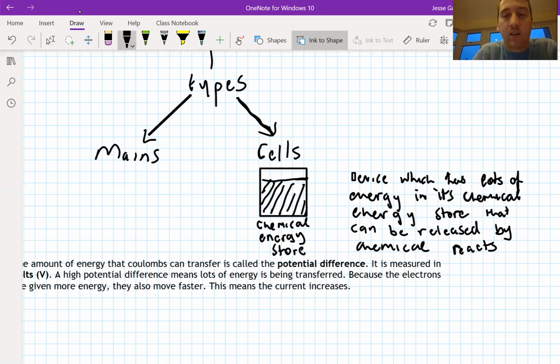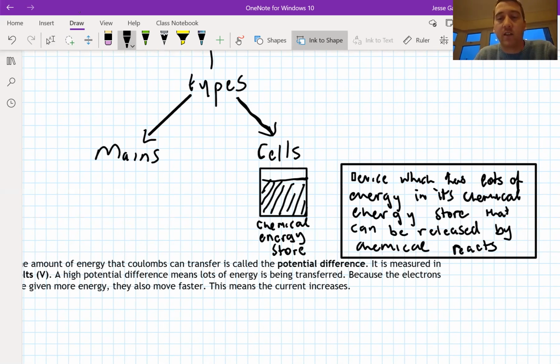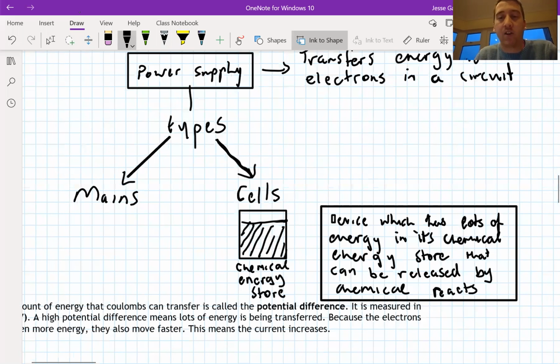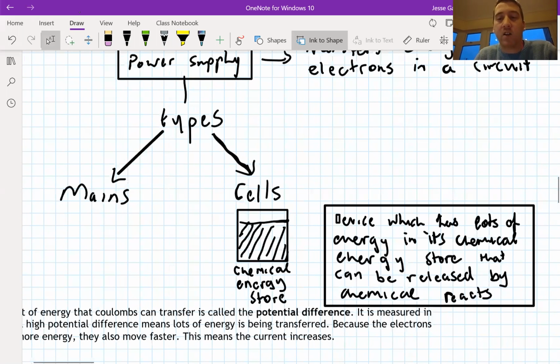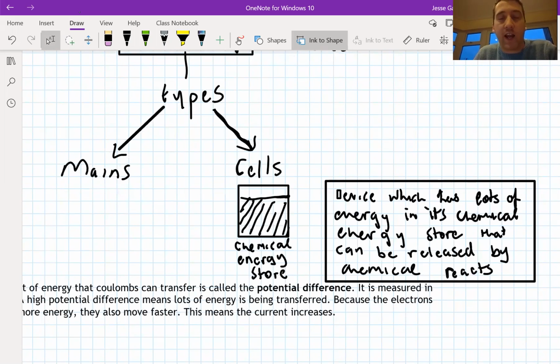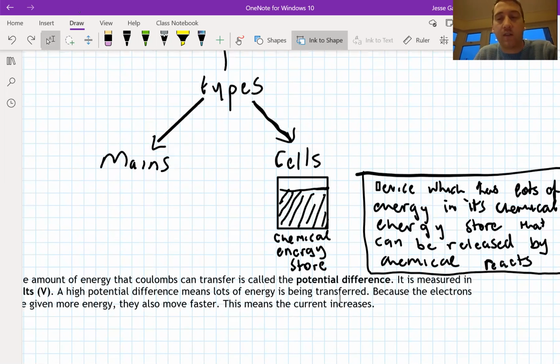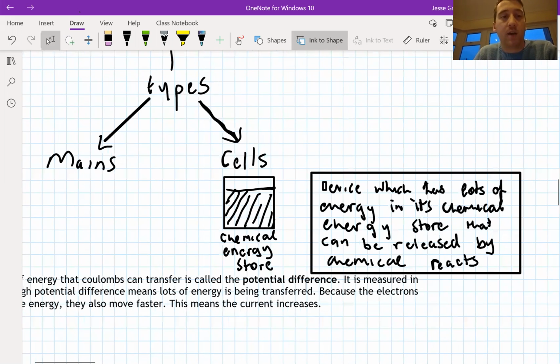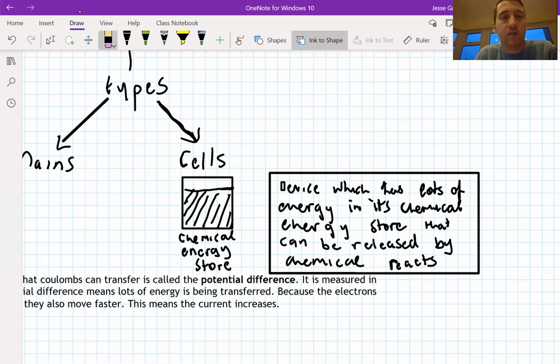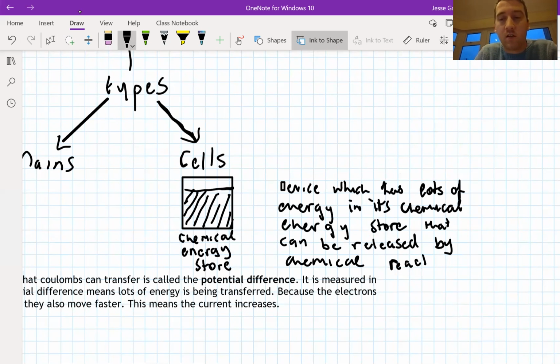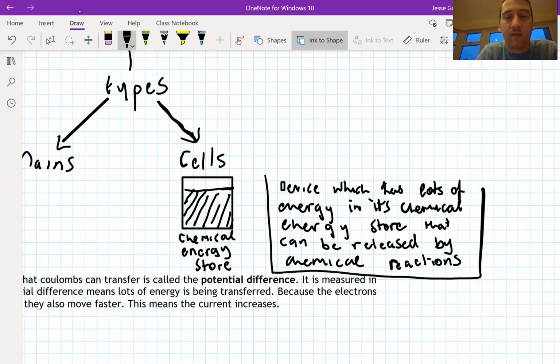So basically, cells do chemical reactions which release energy, which can then be transferred to electrons as they pass. That's what a cell is. It's a device that has lots of energy in its chemical energy store, and it can be released by chemical reactions. So that is a cell.